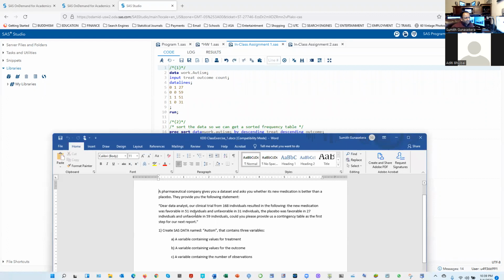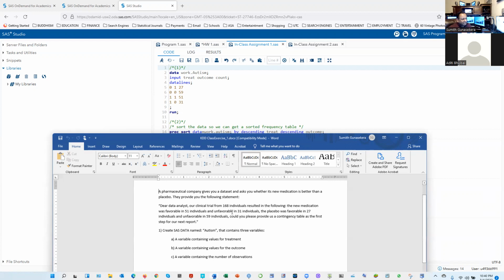See, 51 individuals. If you put the 0, 1, 0, 0, 1, 1, 1, 0, so this one is treatment, and the outcomes are based on that one. You know that the treatment means the medication: 1 means medication, 0 means placebo. So if it's a medication, 51 individuals are favorable. I'm going to say 1 for the favorable, 51.